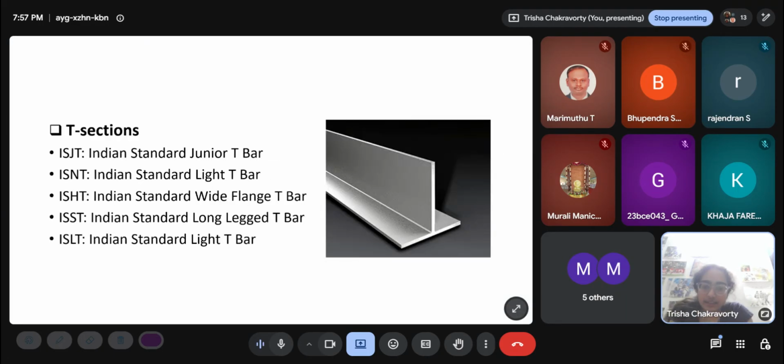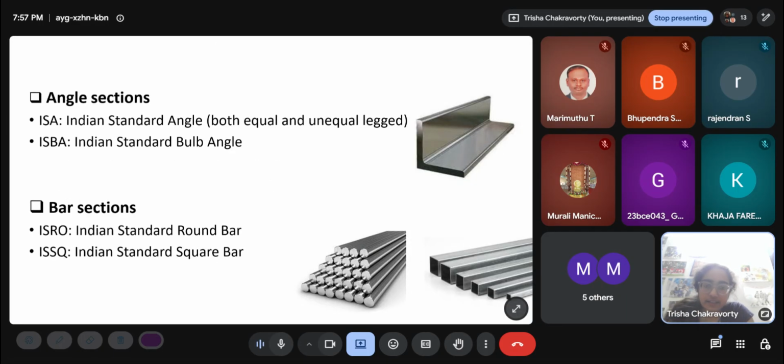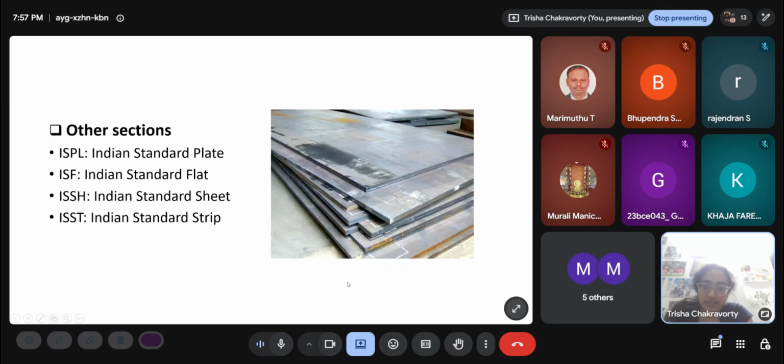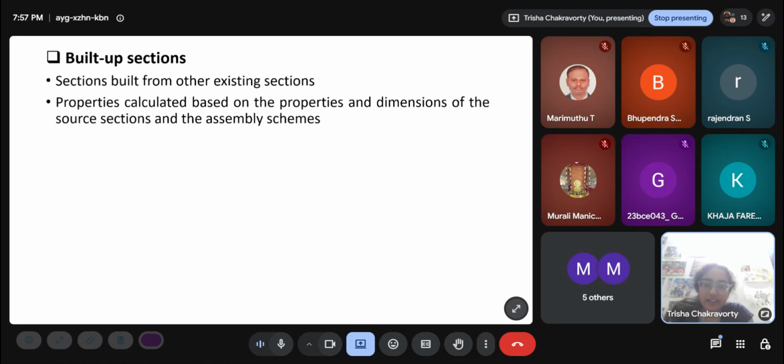Yeah. This is a T section. This is an angle section. Angle sections can have equal length, and they can be unequal length. And these are bars. These are flats and plates, sheets, strip, all of this. And then there are built up sections. Built up sections are sections which are built from existing sections. The properties are calculated based on the properties and dimensions of the source sections and assembly seams.